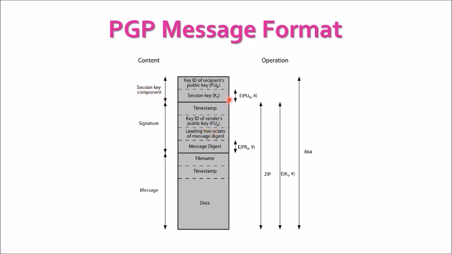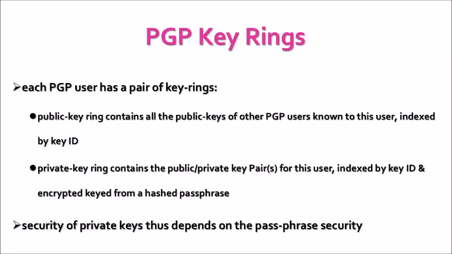The session key component includes the session key and the identifier of the recipient's public key that was used by the sender to encrypt the session key. The entire block is usually encoded with the radix 64 encoding. Keys and key IDs are critical to the operation of PGP.